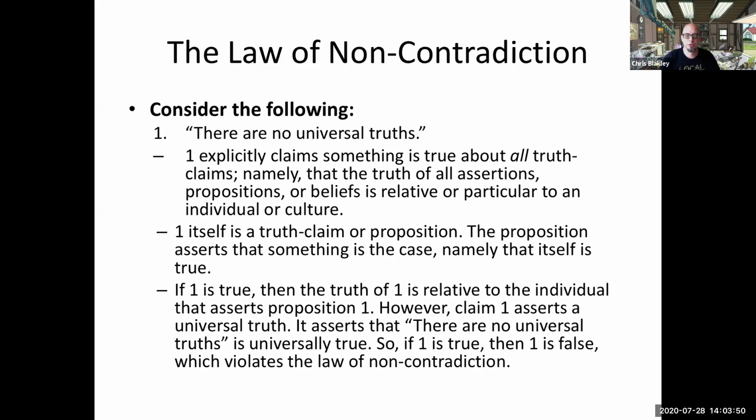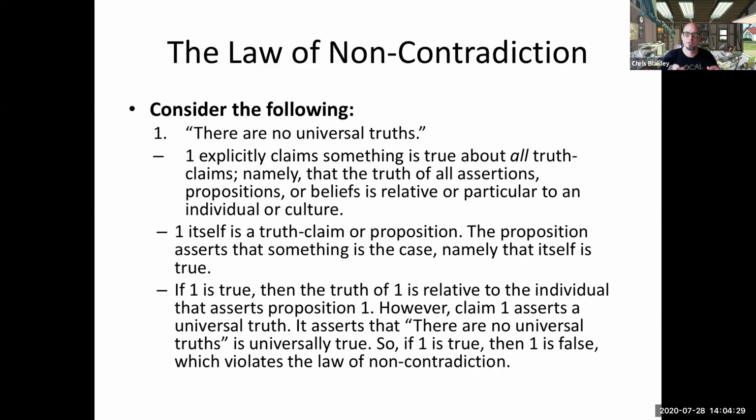So if one is true, then that means that the truth of one is also relative to the individual. The problem is that it says that's the case for any truth. You probably noticed the problem there, right? That it's a self-defeating or self-referentially incoherent claim. It doesn't say that there are some universal truths. It says there are no universal truths, right? But that claim itself is a truth assertion. So assuming for the sake of argument that it's true, then it's a universal claim, right? So there's the problem.